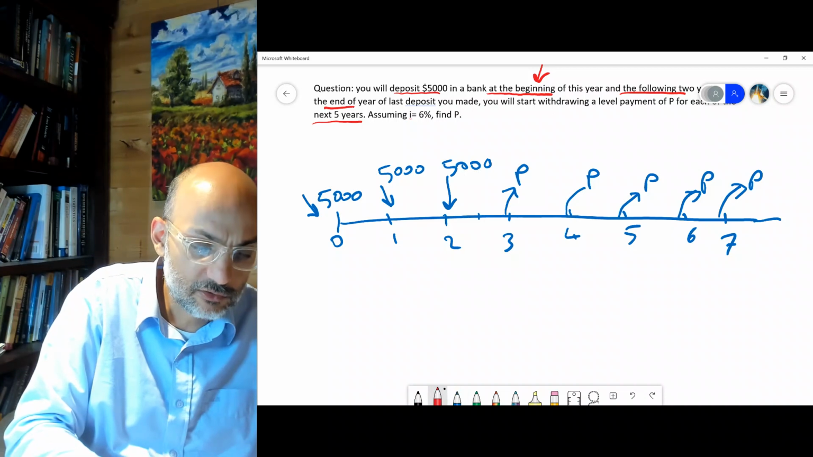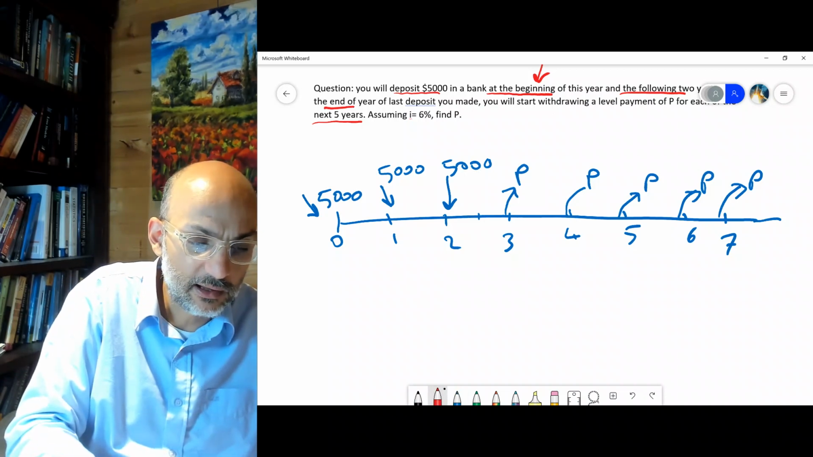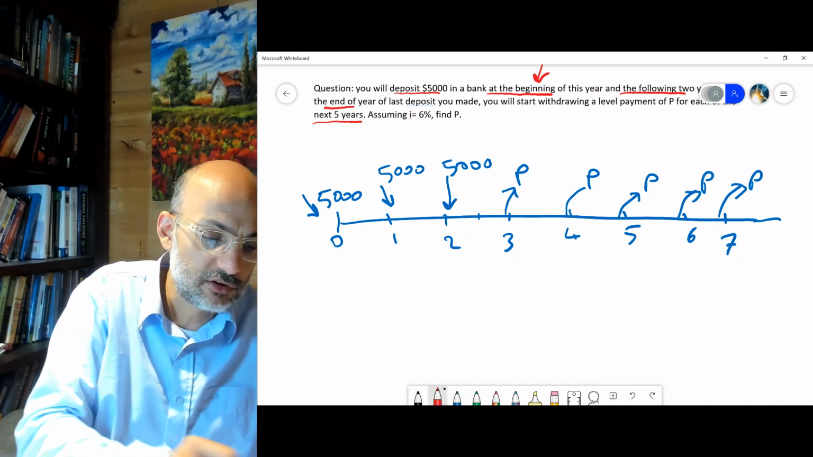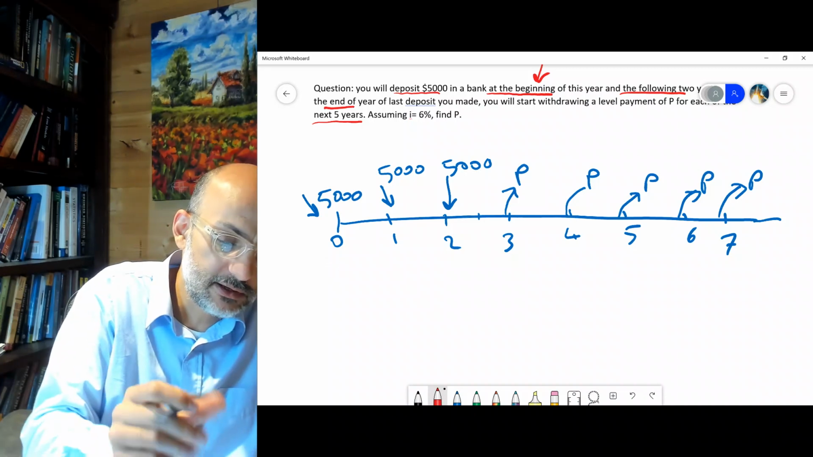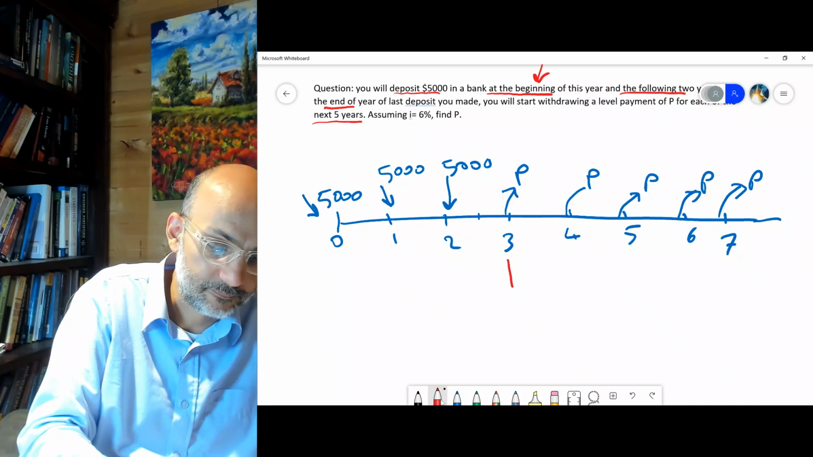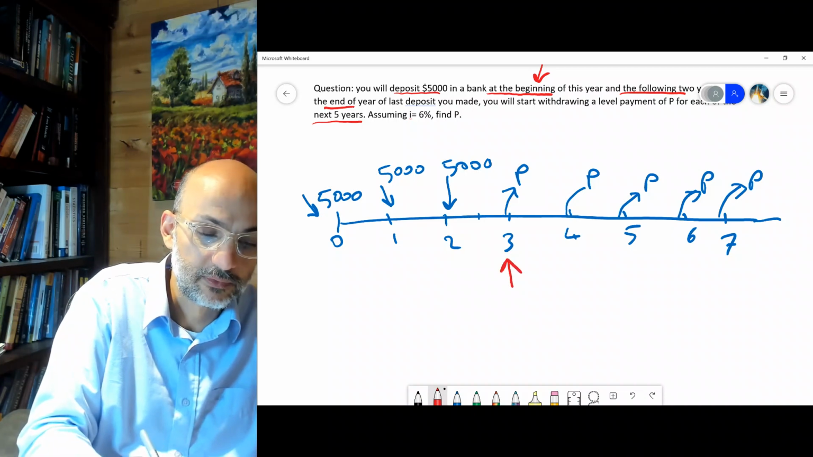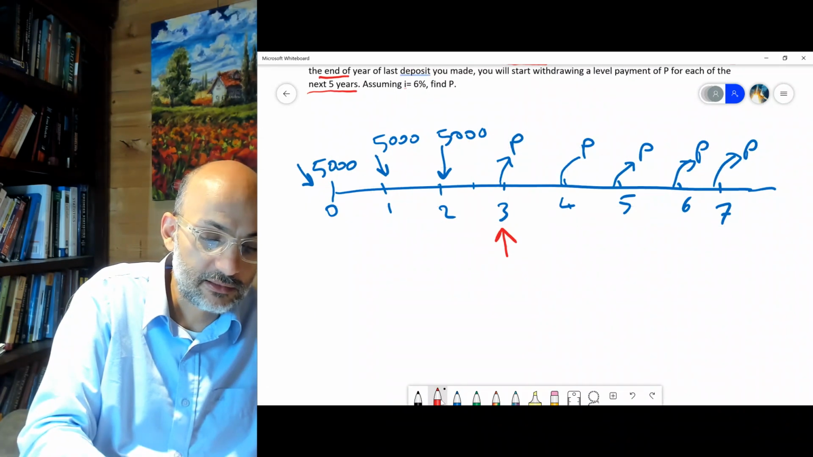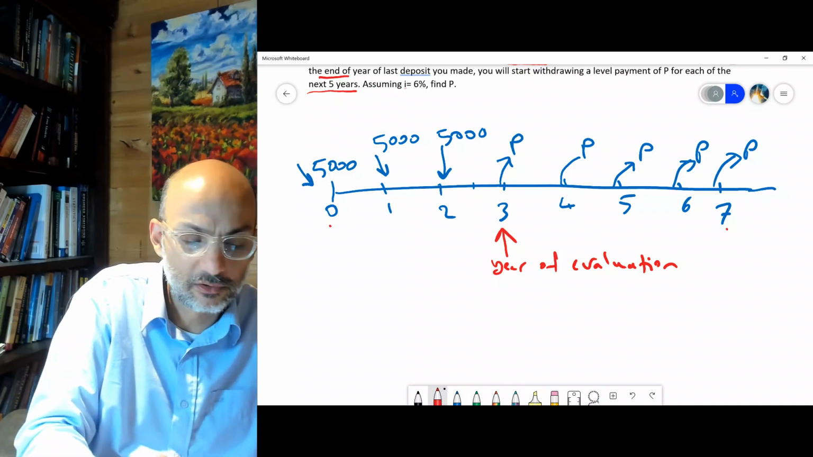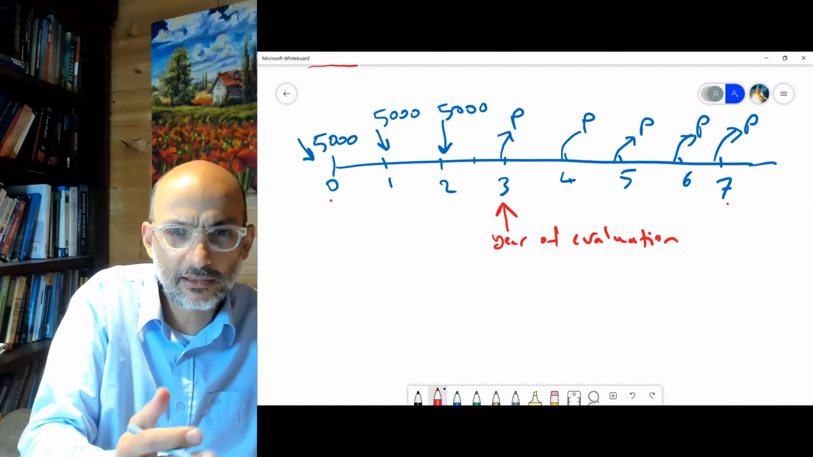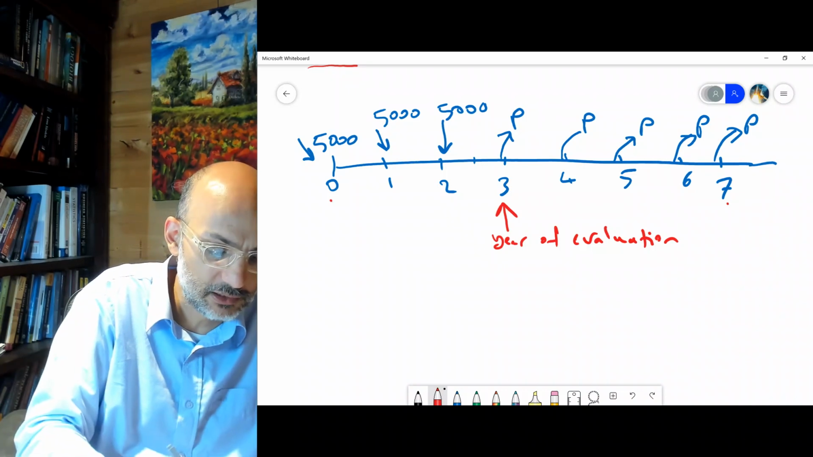Second thing is you need to find the year of evaluation. You can evaluate at time 0. I would rather evaluate at this point. It saves a little bit of time, right? So let's say this is the year of evaluation. You can do it here, you can do it here, wherever you want. In actuary, in financial mathematics, you can choose whatever year of evaluation you want.